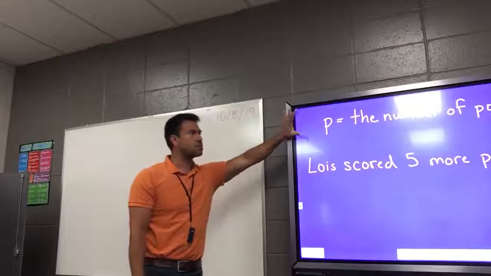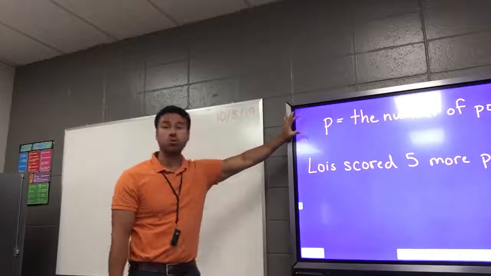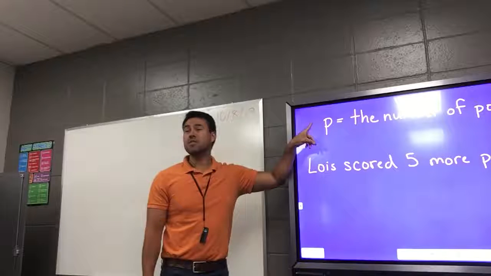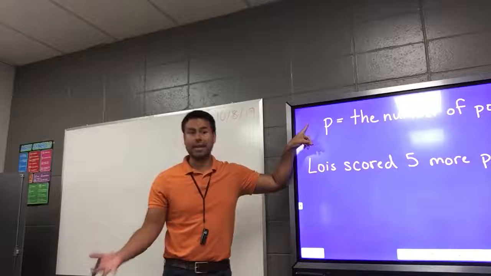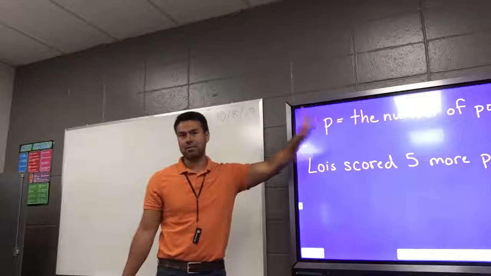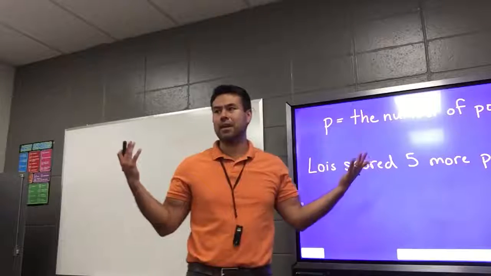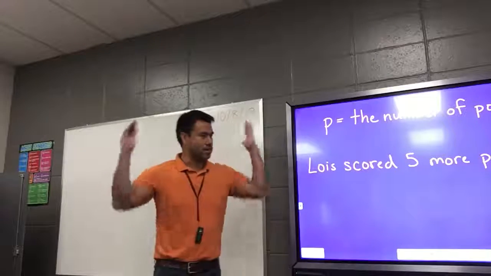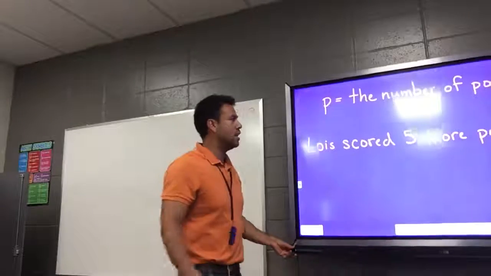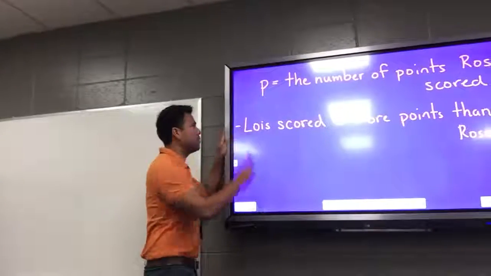Okay, so that's our variable. That's the number of points Rose scored. Did I have to use P? I could have used R. I could have used X. I could have used N. But why did I pick P? Raise your hand if you think you know why I picked P. Dave? For points. Points, that's it. R would have been a good one too. That's fine, but points.